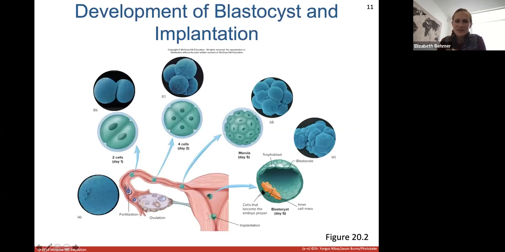So here we have the development of the blastocyst and implantation. Here we have the zygote at fertilization, and then you can see by day 1, day 2, and day 5, we are rapidly dividing cells from 2 to 4 to 12. Eventually we get to the trophoblast, and the trophoblast is what will go on and be implanted in the wall of the uterus.